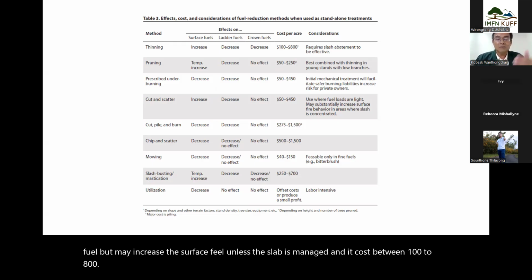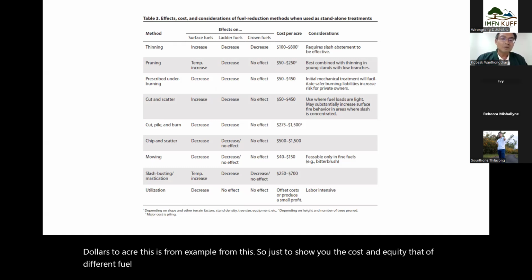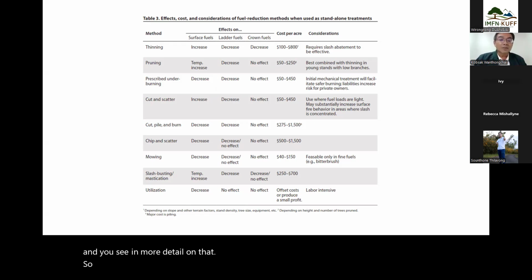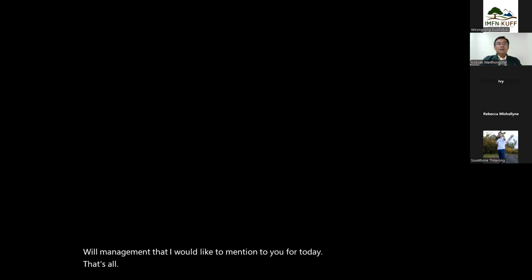This is an example from this source, just to show you the cost and effectiveness of different fuel treatments in the forest landscape. If you have time, please take a look at that and you can see more detail. So that's all the forest fuel management that I would like to mention to you for today.